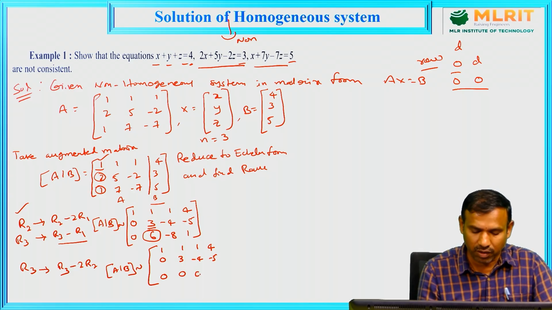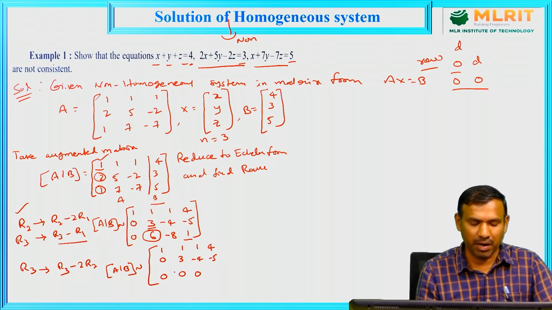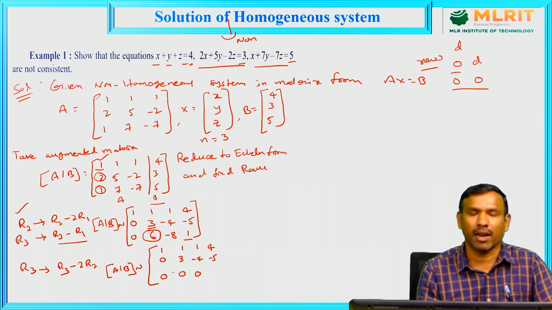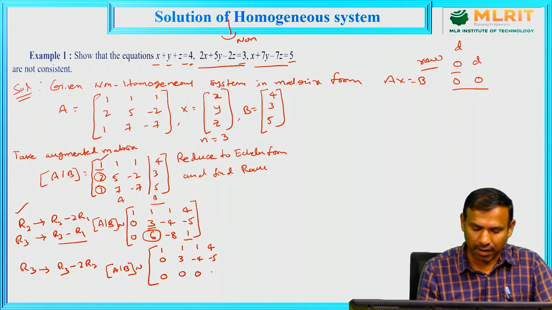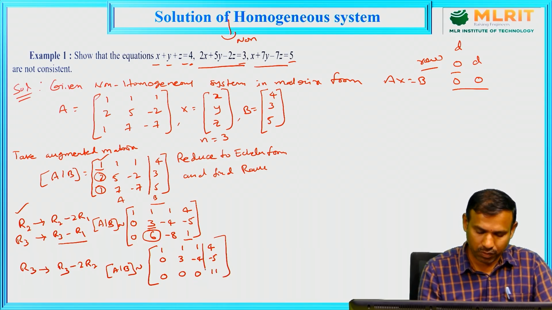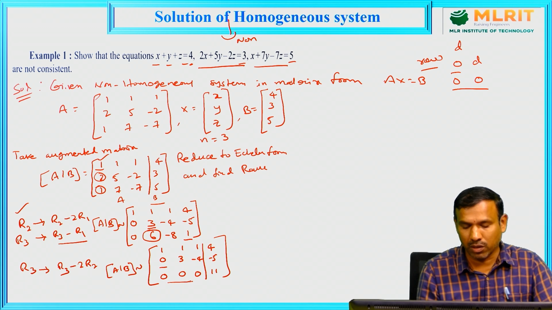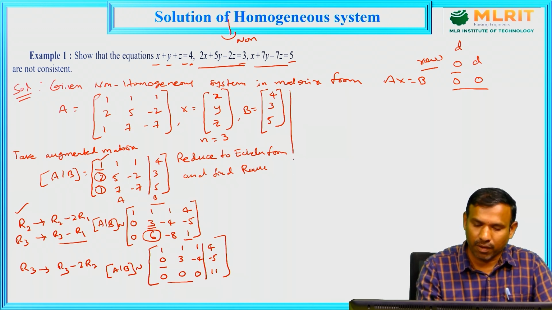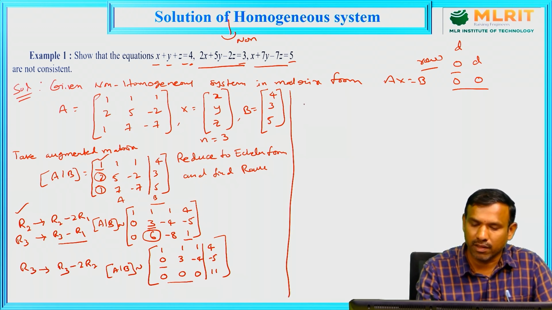8 minus 8, 0. Fourth element, R3 minus 2R2. 1 minus of minus, plus 5 into 2, 10. So 1 plus 10, 11. Now it is in echelon form. Here 1 zero, here 2 zeros. It is clearly in echelon form.